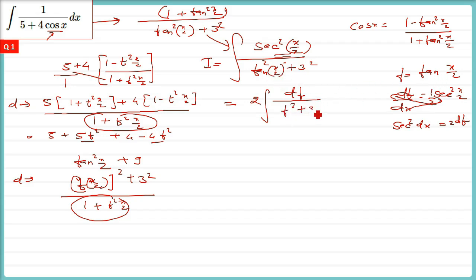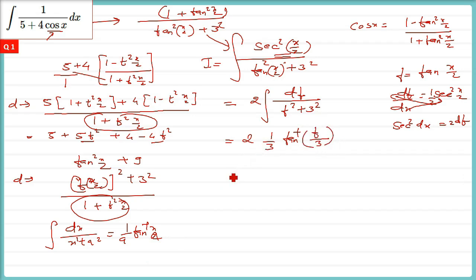Now we have taken t equals tan x by 2, so we get t square plus 3 square. We have seen in the previous exercises also the direct result of dx by x square plus a square, it's 1 by a tan inverse x by a. So this is 2 times the integration, and after integration it will be 1 by a. What is a? 3. Tan inverse x by a. What is x here? t. A is 3. So this will be 2 by 3 tan inverse t by 3. What is t here? t was tan x by 2. So let's write tan x by 2 here and 3 in the denominator, plus the constant of integration.